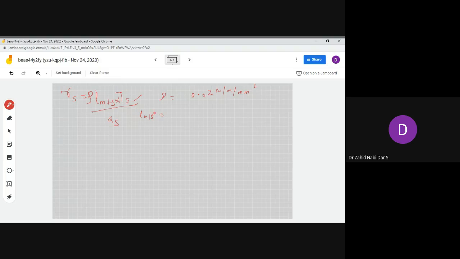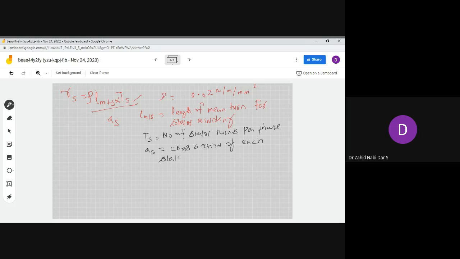So LMTS is what? It is the length of mean turn for stator winding, and then you have your TS, that is the number of stator turns per phase, and then you have your AS, that is nothing but the cross sectional area of each stator conductor, in millimeter square.